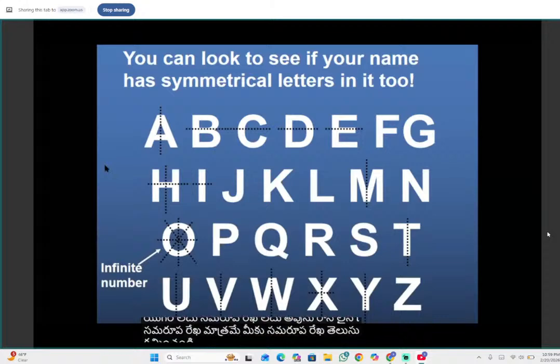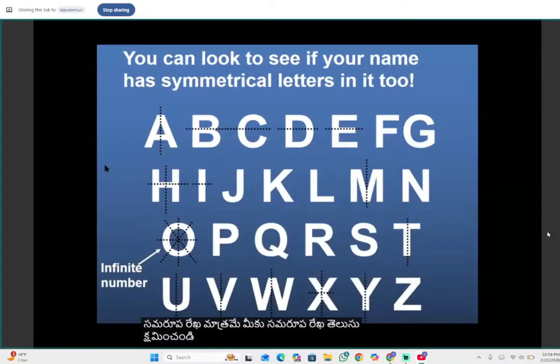U, no line of symmetry. U has one line of symmetry. V has one line of symmetry. W has one line of symmetry. X has two lines of symmetry. Y has one line of symmetry. And Z has no line of symmetry.